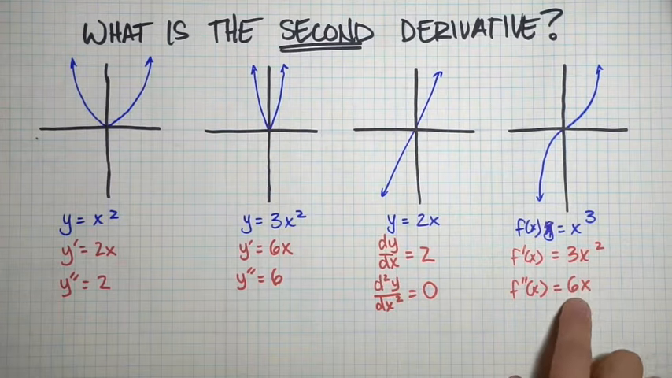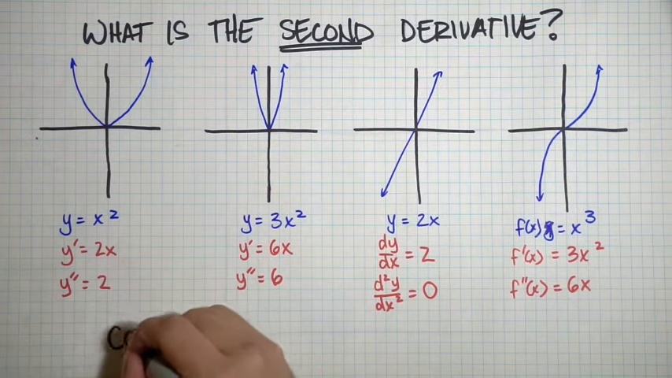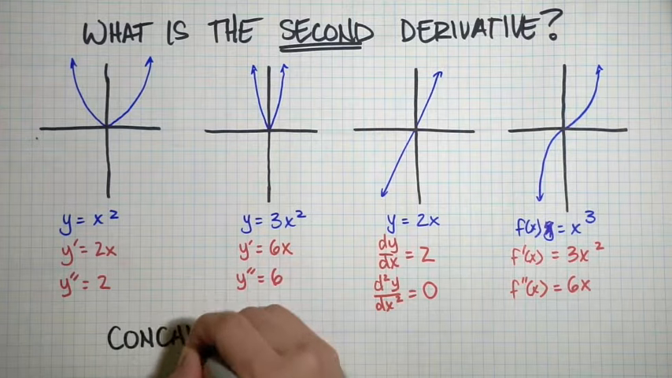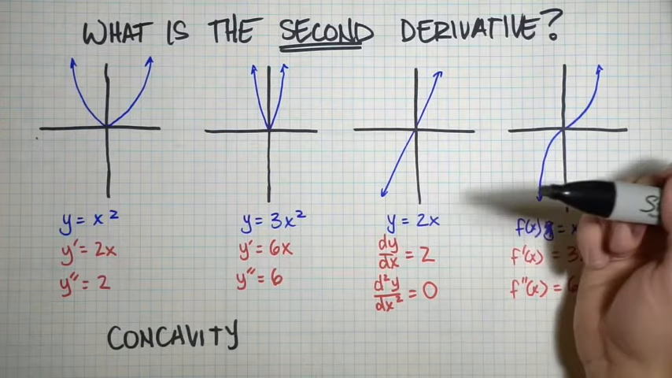And I'm calling it curviness, but really what the second derivative tells us is something called the concavity. Let me write that down. So it has to do with the concavity of a function. Okay? These functions here both have positive concavities. And probably back in grade 10, you learned about parabolas and how they're either concave up or concave down. Well, that's exactly what the second derivative tells us. It tells us if it's concave up or concave down.